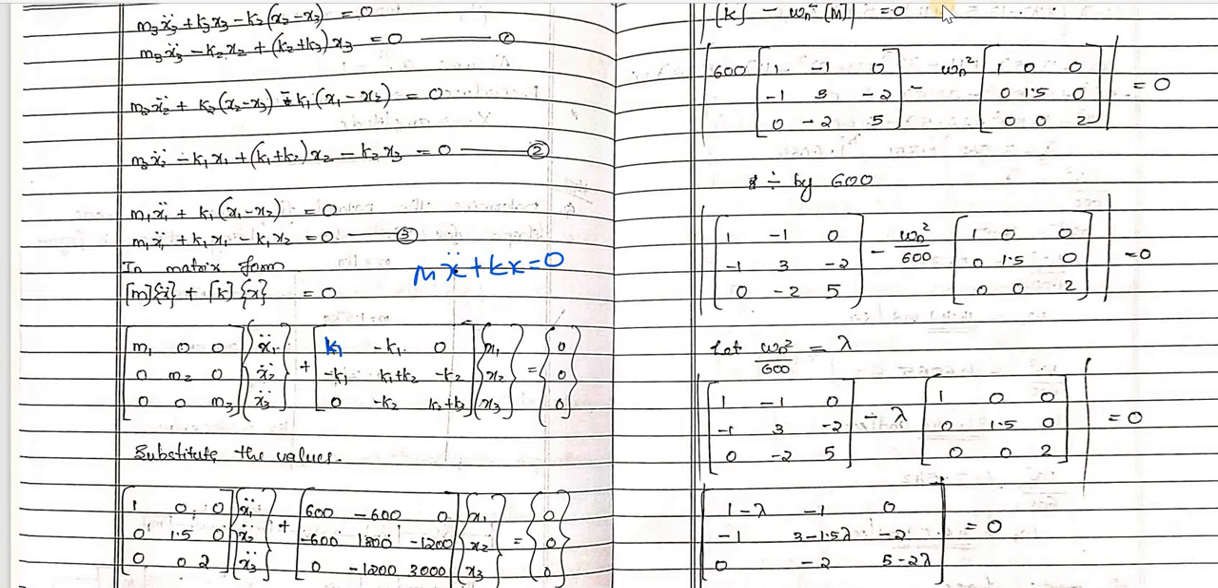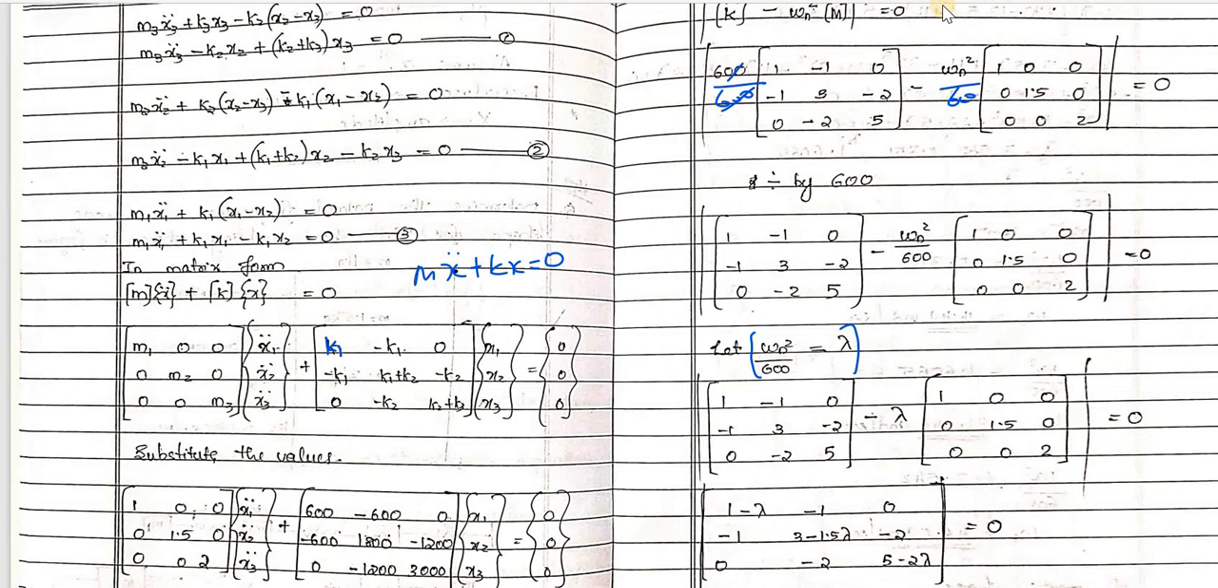I am simplifying by dividing with 600. Here also 600, here also 600, so the 600 cancels. Omega square is common, so omega square over 600 is taken as a constant lambda. You can do it in your own ways, but the main point is that if I take some constant, the calculation becomes easier, since we are dealing with matrices. That is the reason I have taken 600 as common.